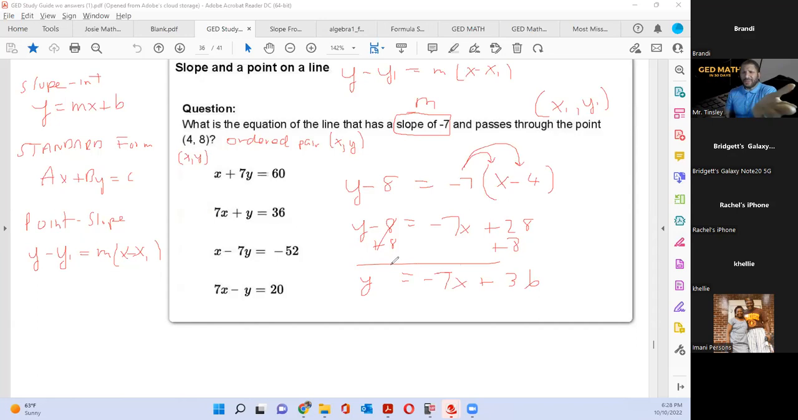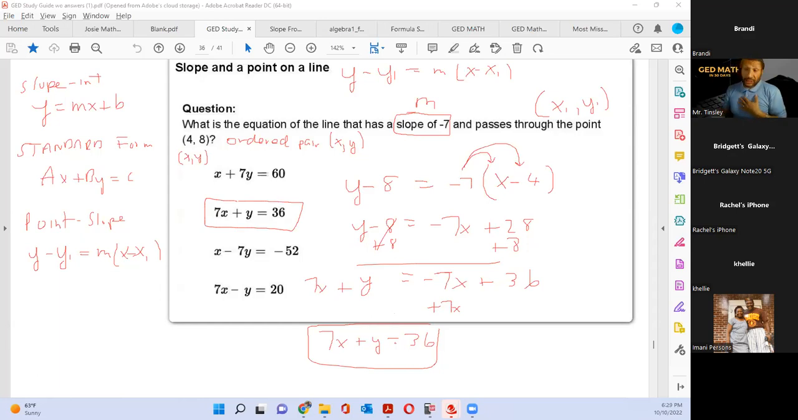Gotcha. Well, Mr. Tinsley, the multiple choice doesn't look like that. That answer is not there in the multiple choice. That's because this is in slope intercept form. How do you put it in standard form? You just add the 7x to the other side. So 7x plus y equals 36. That's why you must be familiar with point slope form, slope intercept form, and standard form. Okay, so that would be your answer.